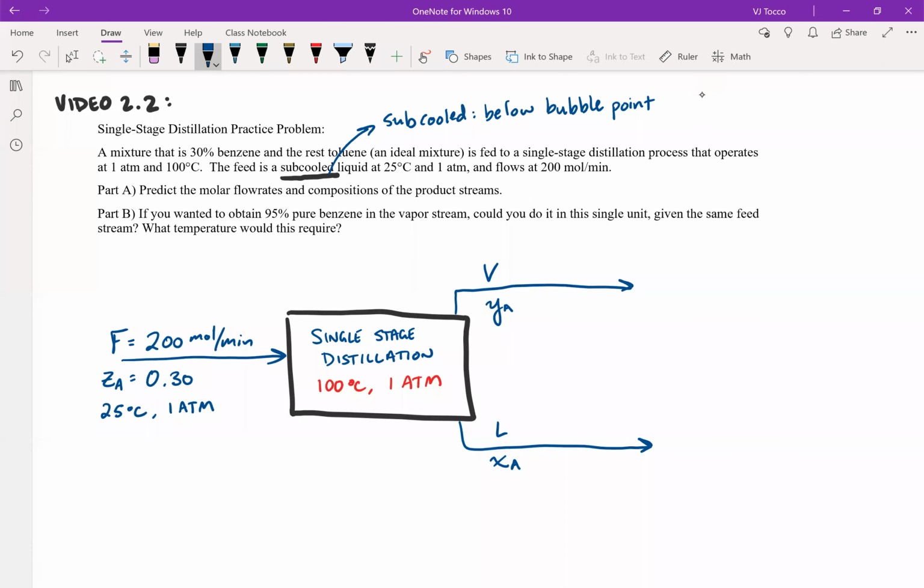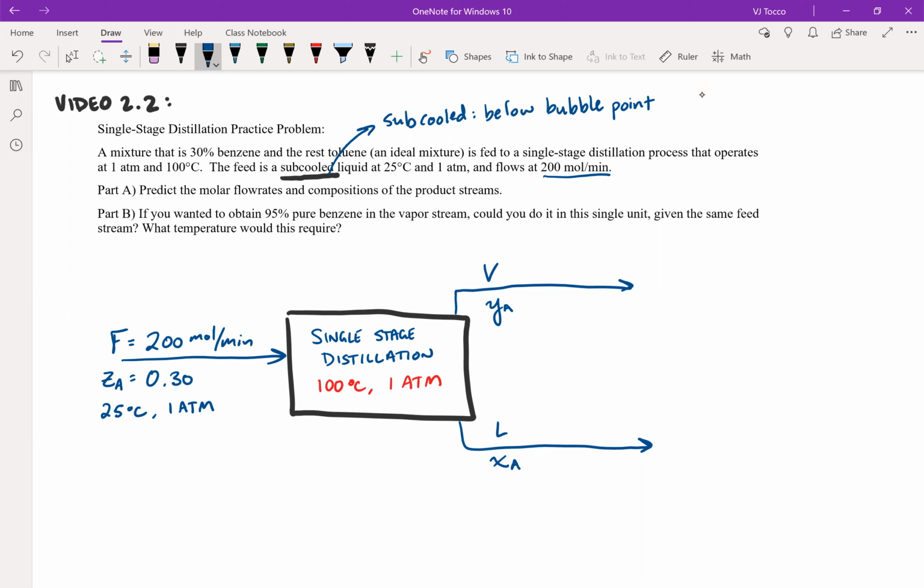Okay, here's my diagram. I've got a feed of 200 moles per minute coming in at 30% benzene. I've also designated benzene as my component A because I happen to know that benzene is more volatile than toluene. But suppose you didn't know that, you could figure out which one is more volatile by looking up the boiling points of benzene and toluene, and then choosing the one with the lower boiling point. So I've got the feed information.